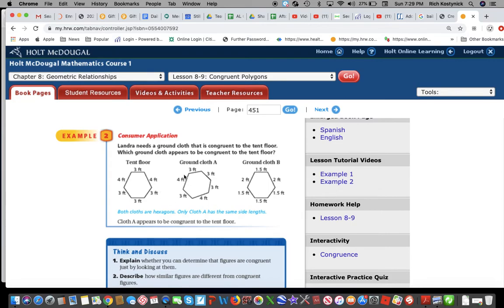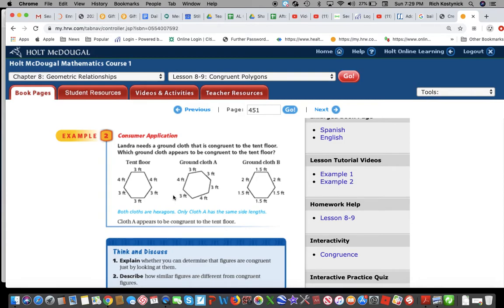Now, let's go back to ground cloth A. So this one, they only gave us 2 selections. One of these has got to be the right one. So let me see here. Oh, I see. Here's the entrance at 3 foot here with 4 foot on the side and 4 foot on the side. And that would be, here's the entrance, 4 foot and 4 foot. So 3 foot and it's not in the same position.